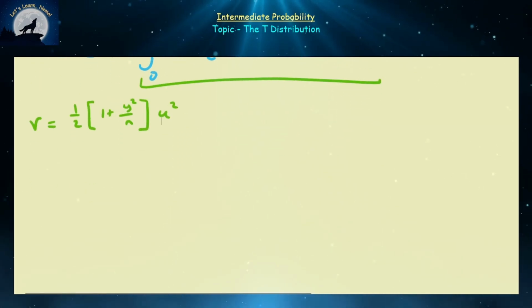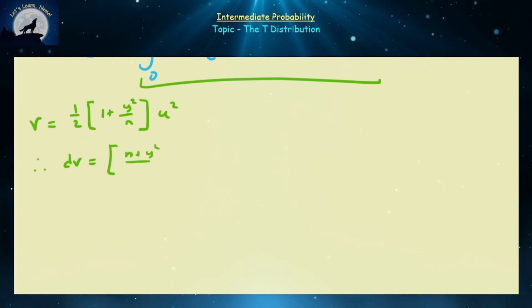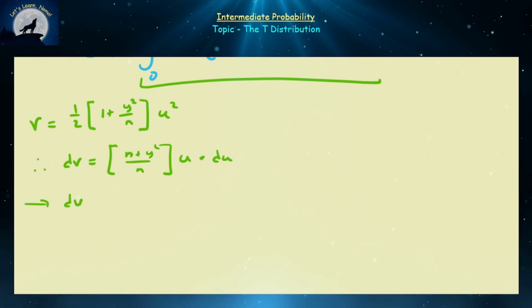All right, so once we do that, we're going to have dv will be equal to, so the 2 is going to come down, cancel with that 1/2, and then inside of the brackets, if we get a common denominator, we're going to have n plus y squared all over n times u times our differential of u. Also from here, we can see that du will be equal to, once you rearrange, n all over u times n plus y squared dv. Right?